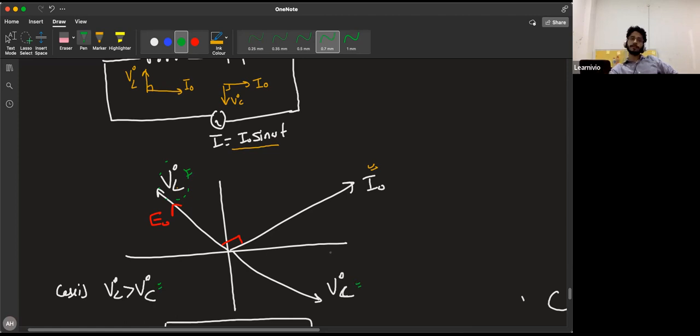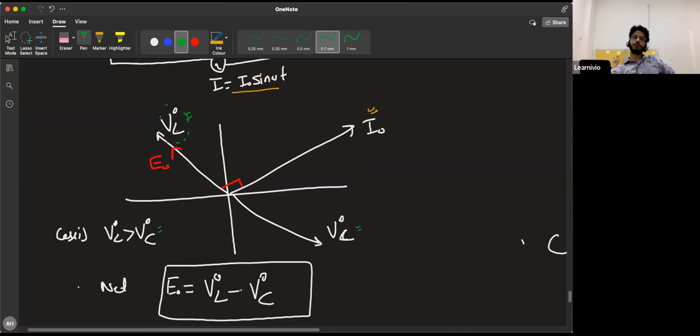If I'm saying that this term is greater than this, so what will be your E naught? V naught L minus V naught C, or V naught C minus V naught L? V naught L minus V naught C. So that is E naught, which is V naught L minus V naught C.